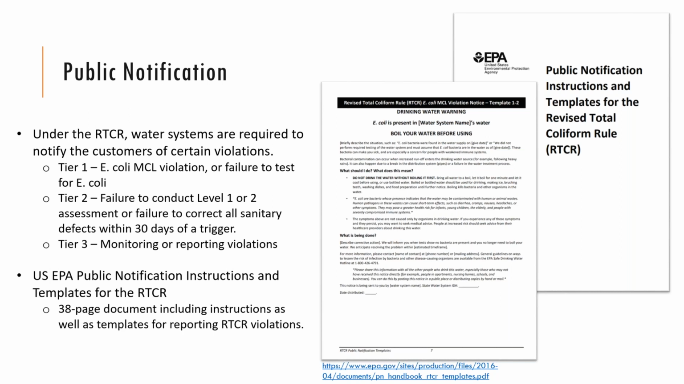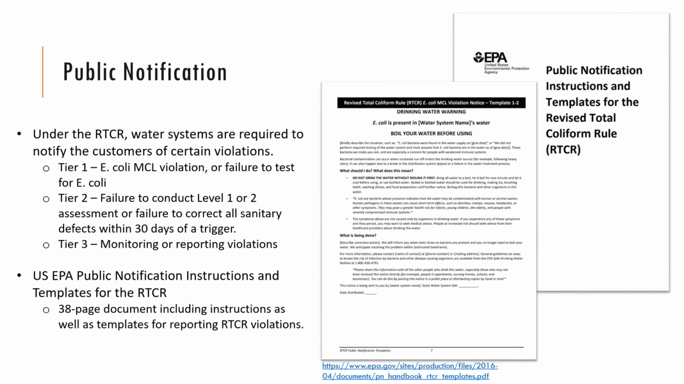It's usually triggered when a system fails to conduct a level 1 or 2 assessment or fails to correct sanitary defects within 30 days. And tier 3 violations, which are more lenient, require an annual notice. And these would be monitoring or reporting violations. Again, I would check with your state to make sure these are the appropriate public notification requirements.